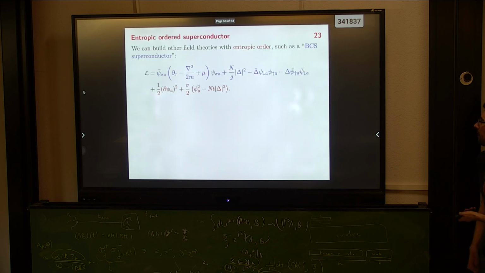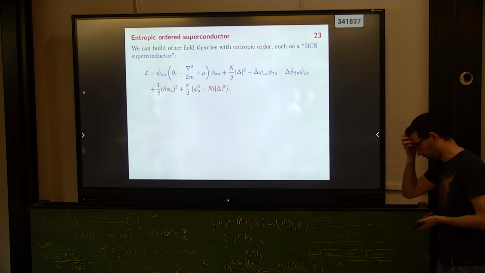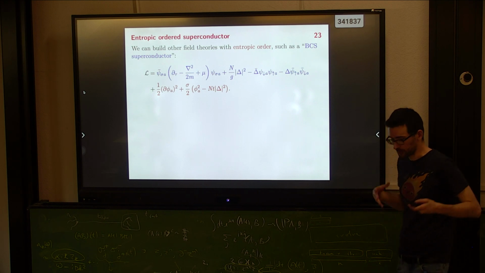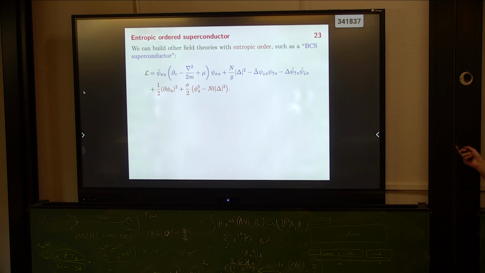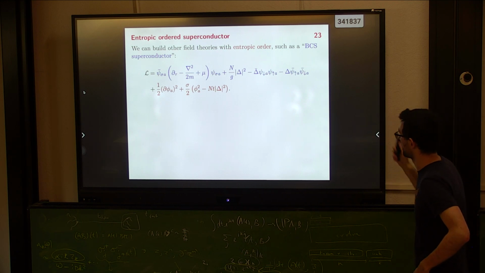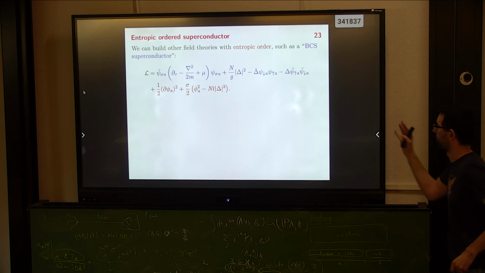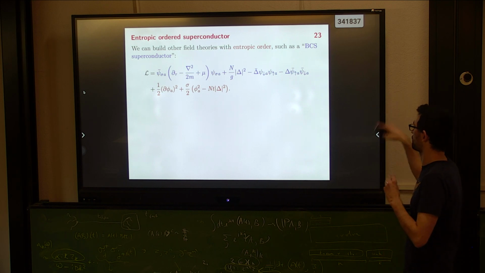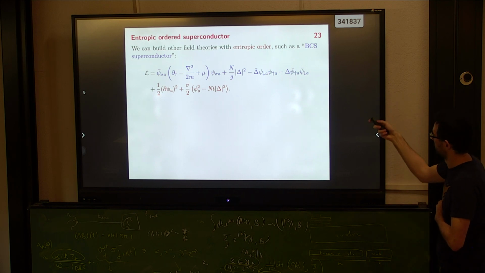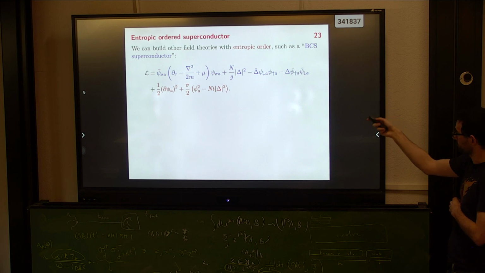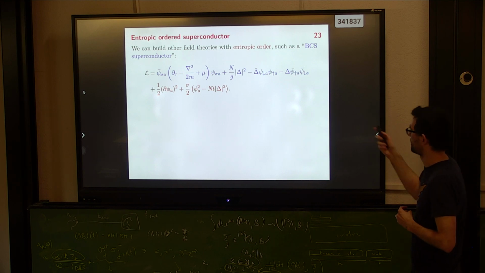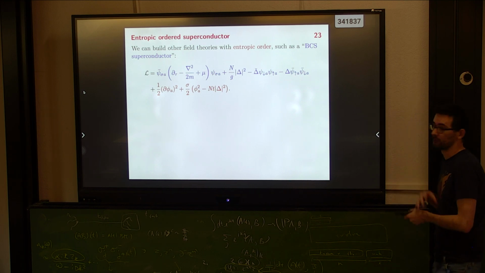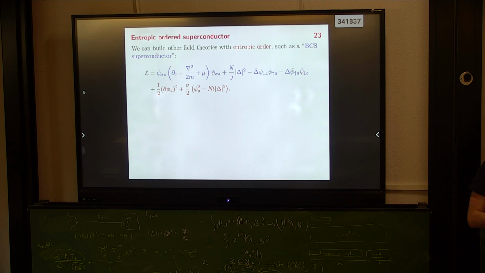All right. And again, just to show off, we can try to build new field theories that have new entropic ordered phases. Here's a BCS superconductor. So the first line in blue is a very standard Lagrangian describing fermions, where we Hubbard-Stratonovich out an attractive interaction, and you get this Lagrangian in blue. This describes the BCS superconductor. And we can couple the order parameter delta to one of these large N bosons.